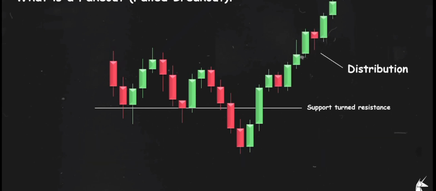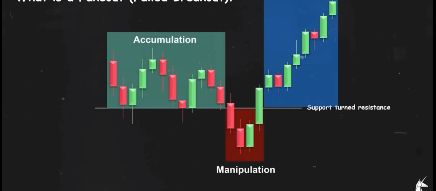This is known as the distribution phase. The distribution phase is when we open our trades. As smart money traders, we aim to enter the market after stop losses have been triggered. So basically, here we have accumulation, manipulation, and distribution.